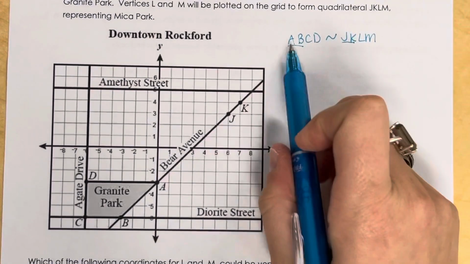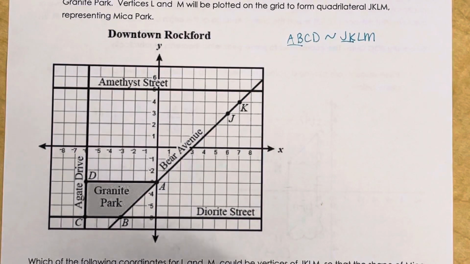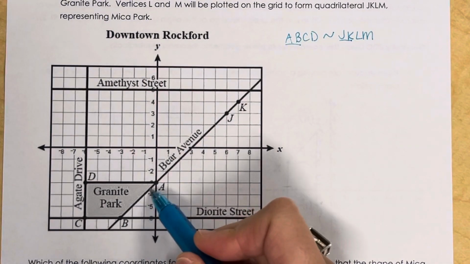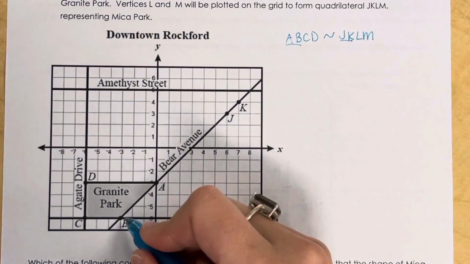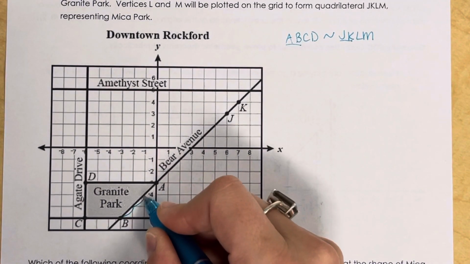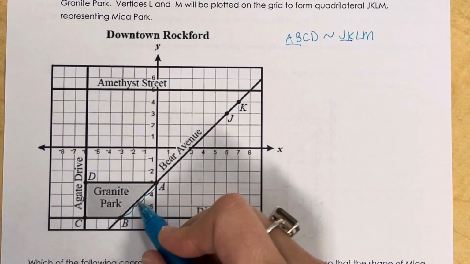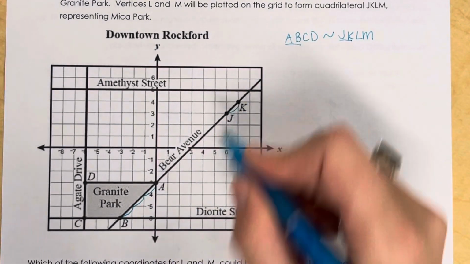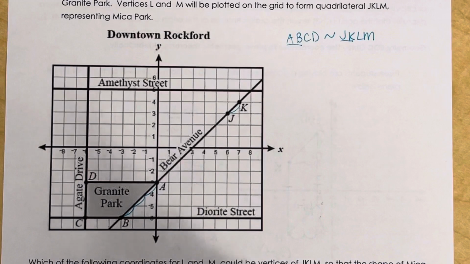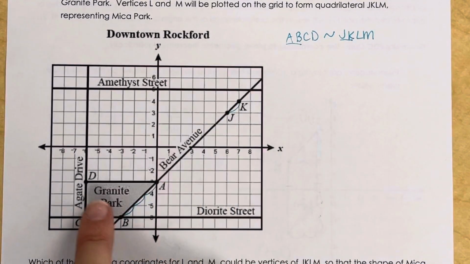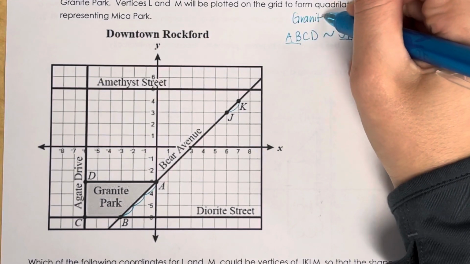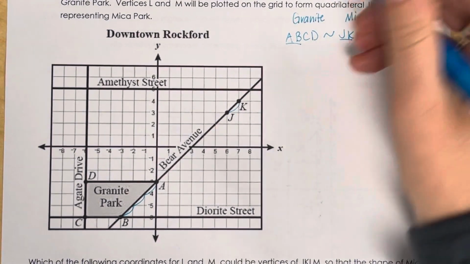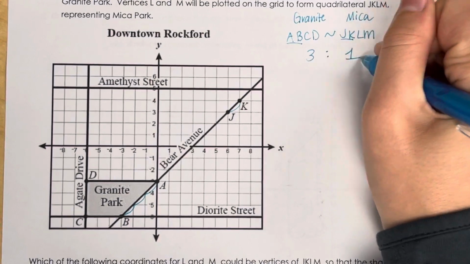So that means if I find the ratio of these two, then it's going to be the ratio for all of my points. So what I could do is find the distance between A and B, and then the distance between J and K using the distance formula, or I can just kind of count. This is 1, 2, 3 diagonals, and this is just one diagonal. So my ratio for big to smaller, from this big granite park to mica park, is a 3-to-1 ratio.